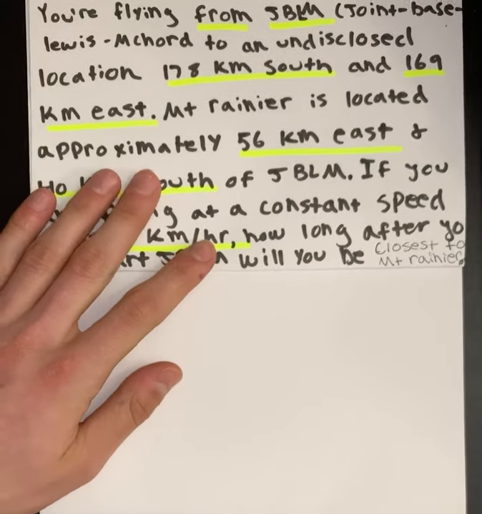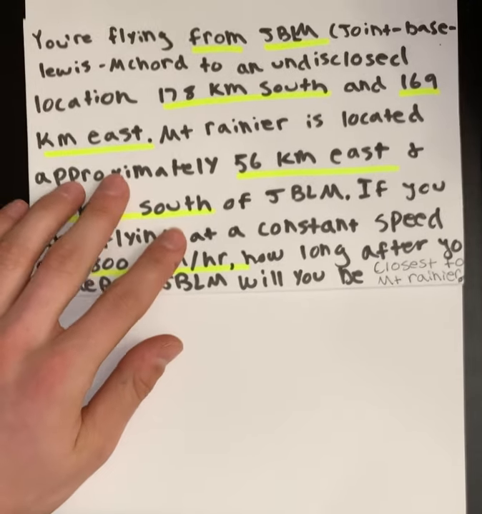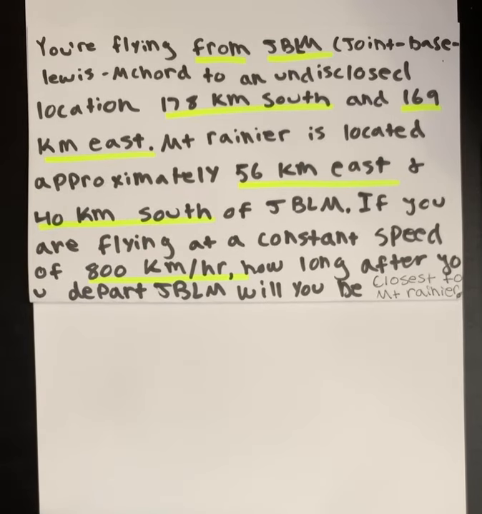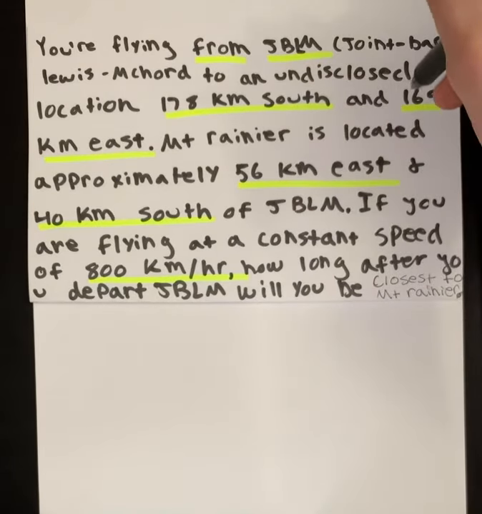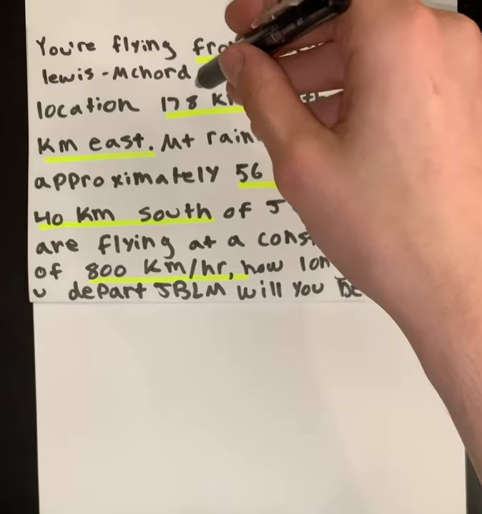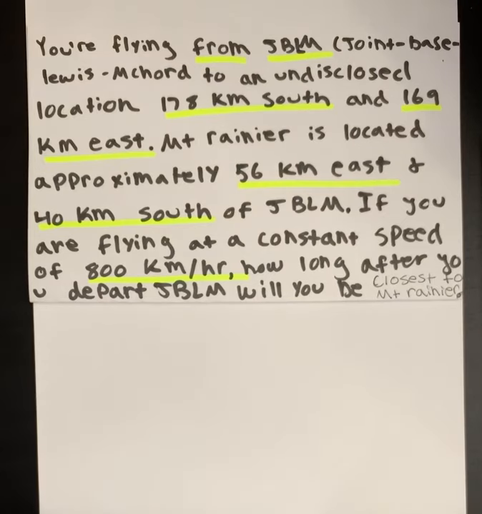So to start, this is clearly a word problem. It goes: you're flying from JBLM, Joint Base Lewis-McChord, a military base in Washington, to an undisclosed location 178 kilometers south and 169 kilometers east. So this secret base will be 169 points on the x-axis and then down 178 points on the y-axis. That's essentially what it's saying graphically.